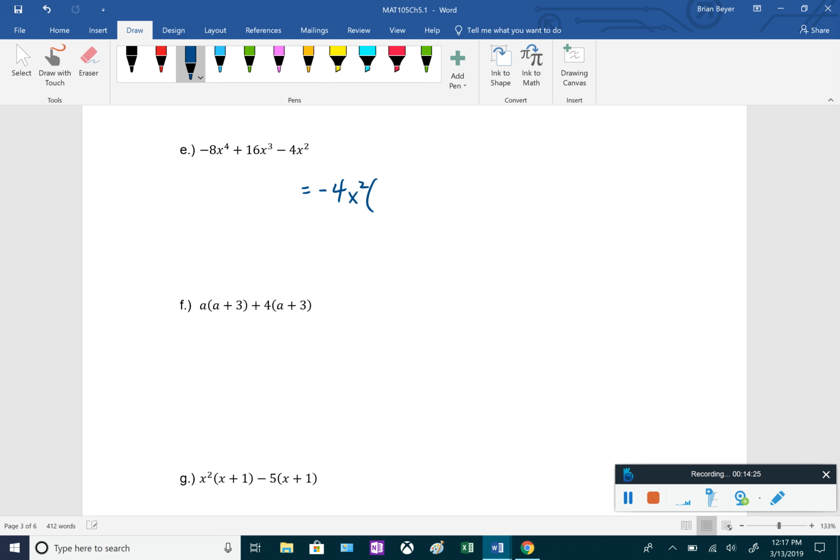And then when we think about what's left over, everything gets negated. Negative 8 divided by negative 4 is 2, so it's going to be 2x squared. Then 16 divided by negative 4 is negative 4. x cubed divided by x squared is x. Negative 4 divided by negative 4 is 1. x squared divided by x squared is 1. So we're left with plus 1 for the last term.